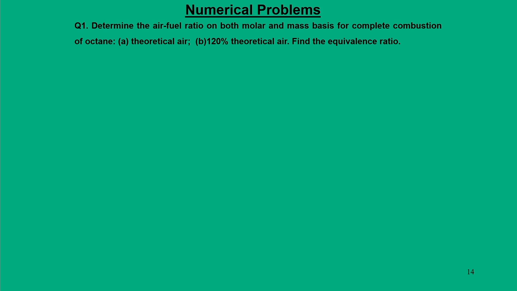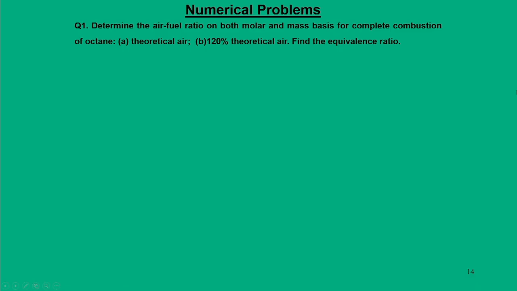Okay, with this we have come to the end of the contents of today's lecture. Now, based on the lecture contents we have covered, we will try to solve some numerical problems. The first problem is based on air fuel ratio or fuel air ratio calculation on molar and mass basis for a complete combustion process. Here we have used octane as the fuel. We have to calculate the air fuel ratio for a theoretical air situation and excess air situations, and when using excess air, we have to find the equivalence ratio.